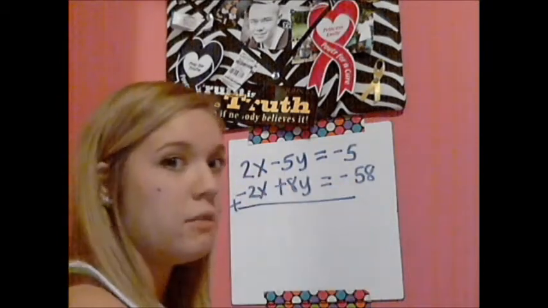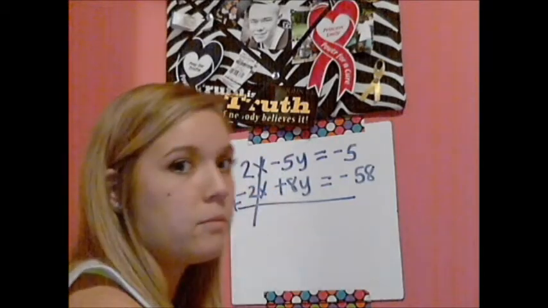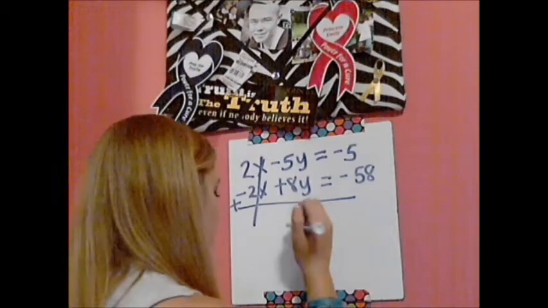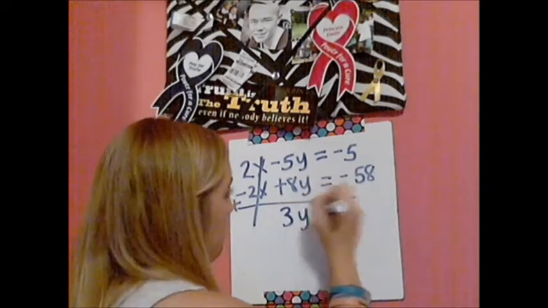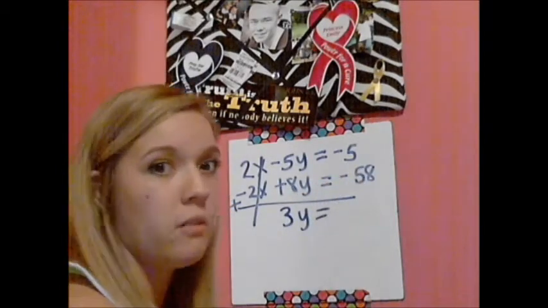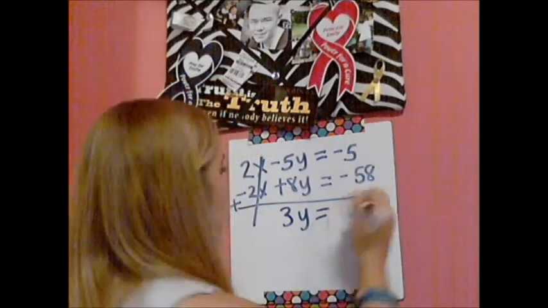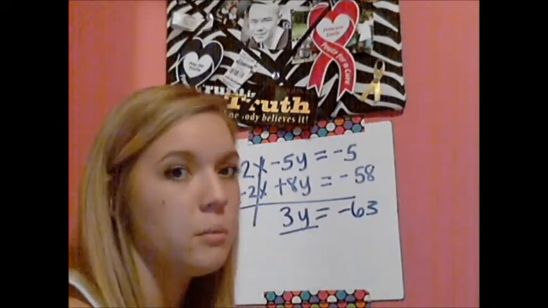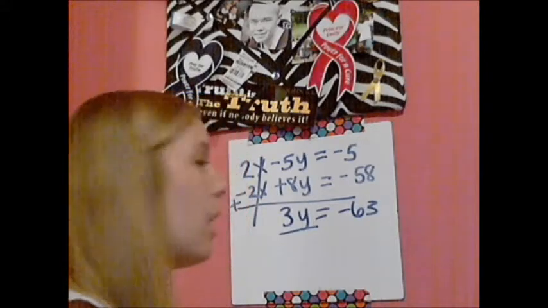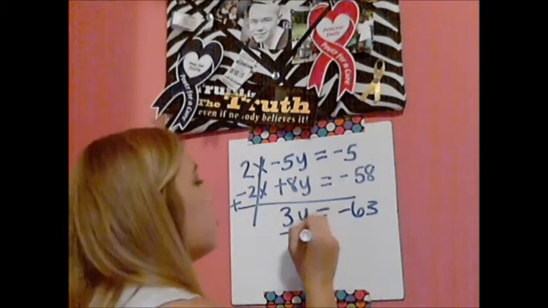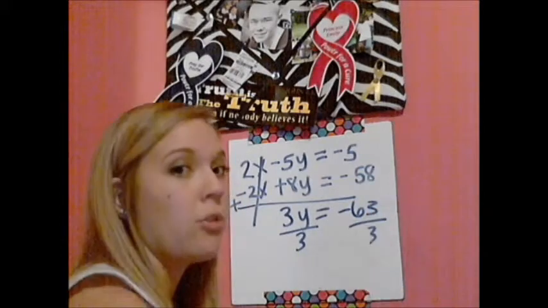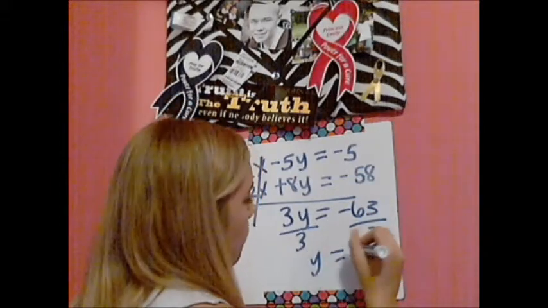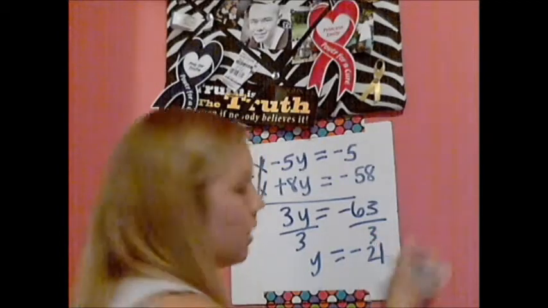2x plus negative 2x cancels out. Negative 5y plus 8y equals 3y. And negative 5 plus negative 58 equals negative 63. Now all you have to do is get y by itself, and you do that by dividing by 3 on both sides, which leaves you with y equaling negative 21.